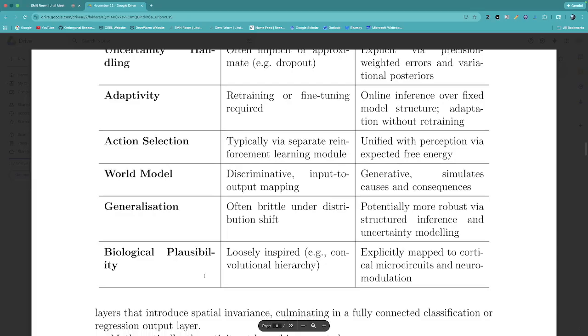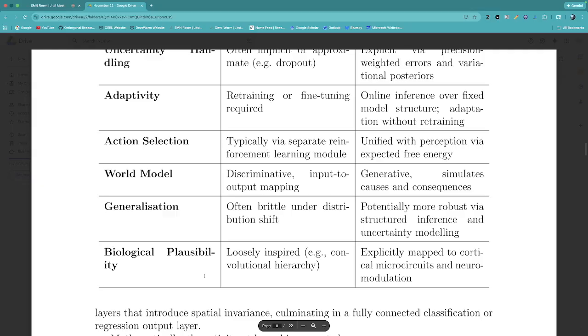Generalization in deep learning is often brittle under distribution shift. So you can only generalize what you have a prior distribution for in deep learning. If you have data and the data match some other task, then you can make a generalization. If it doesn't, if there has to be some inference made, it's often pretty brittle. It doesn't make that generalization very well.